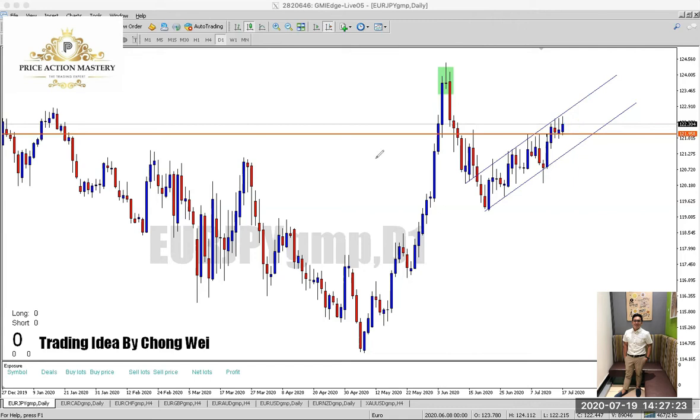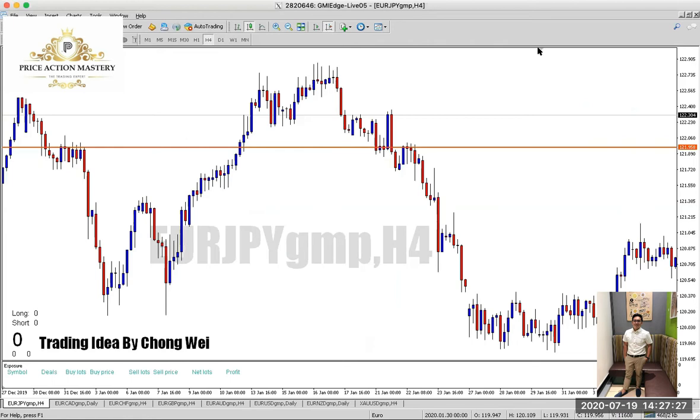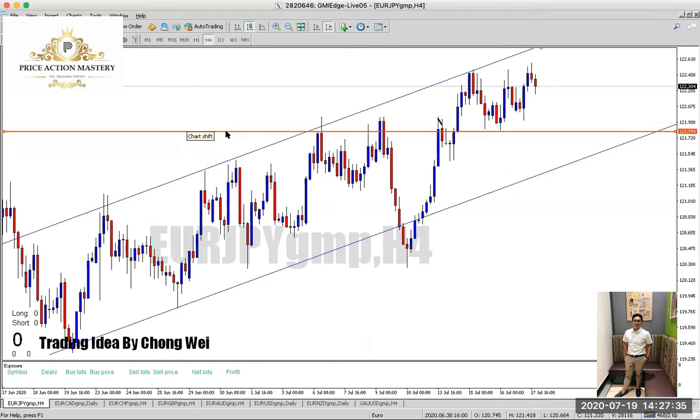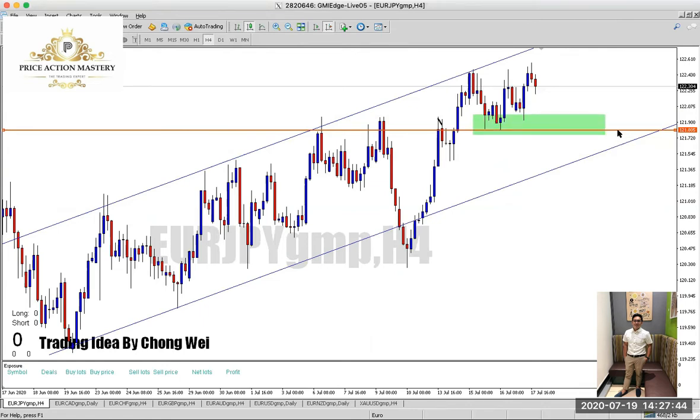If you are an H4 trader, what you can do is draw a key line. If you don't know what a key line is, please attend our course. We will be teaching it. So this support level can have the trade for a buy trade. Euro JPY, so just let it drop first.